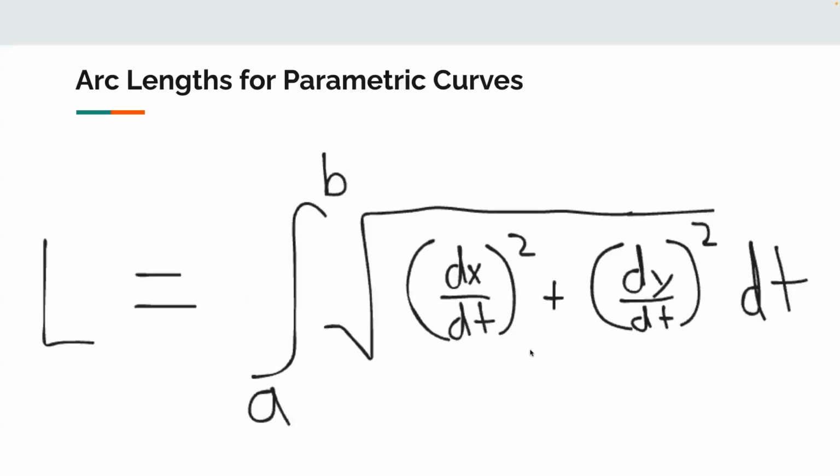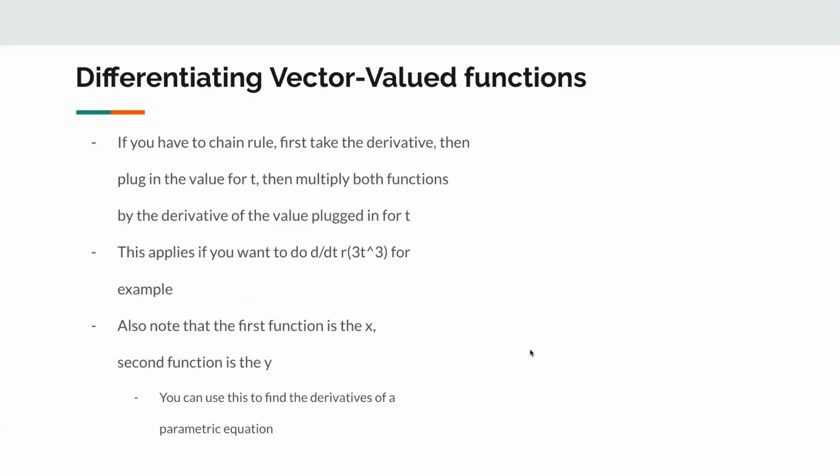Okay, so remember in Unit 8, we went over arc lengths. So how do you find arc lengths for parametric curves? Essentially, it's just this equation: the integral from a to b of the square root of (dx/dt) squared plus (dy/dt) squared, dt. Yeah, that's it.